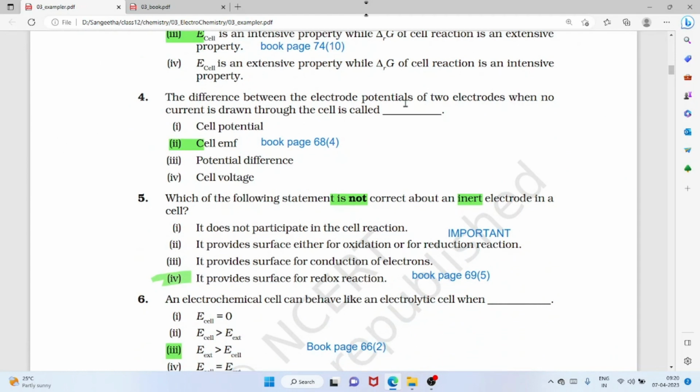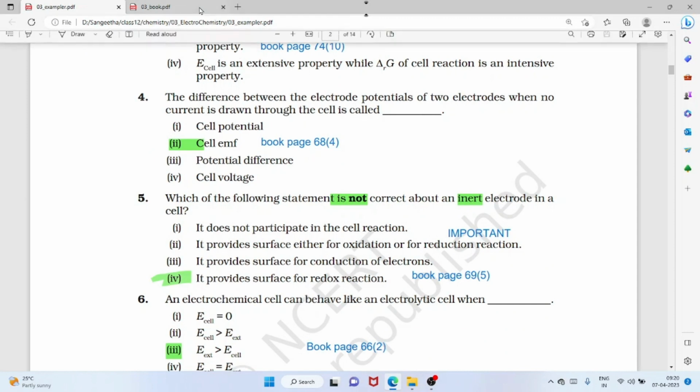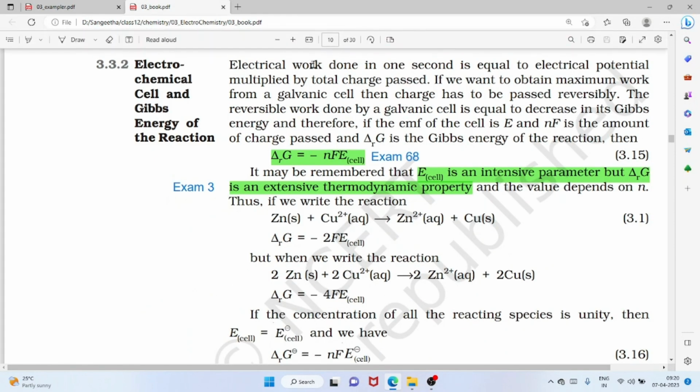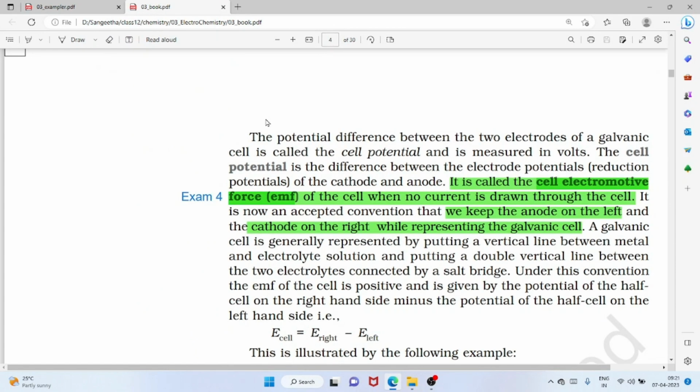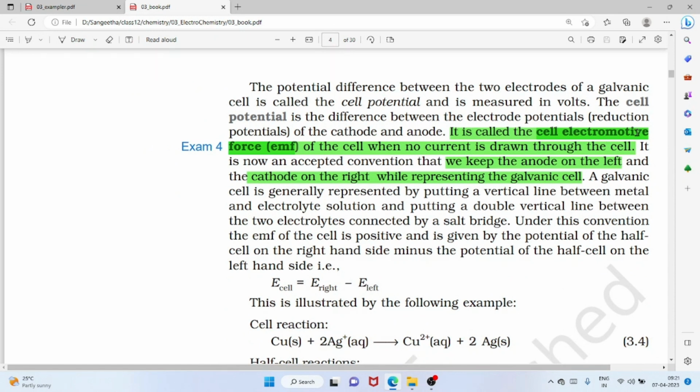The difference between the electrode potentials of two electrodes when no current is passed through is the EMF of the cell, called the electromotive force of the cell when no current is drawn through the cell.